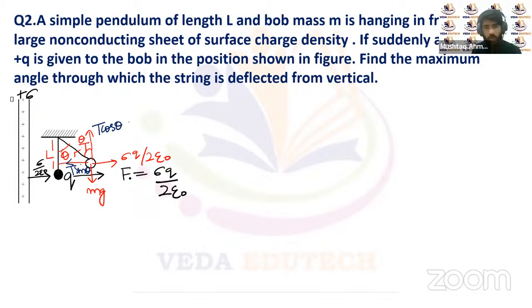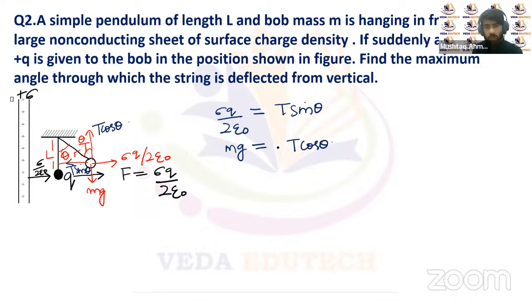Now, to decide the equilibrium of this bob, the net vertical force should be zero and the net horizontal force should be zero. Or we can say sigma q upon 2 epsilon naught must be equal to the sine component of this tension force, that will be T sine theta, and mg must be balanced by the vertical component of this tension, that will be T cos theta, right?